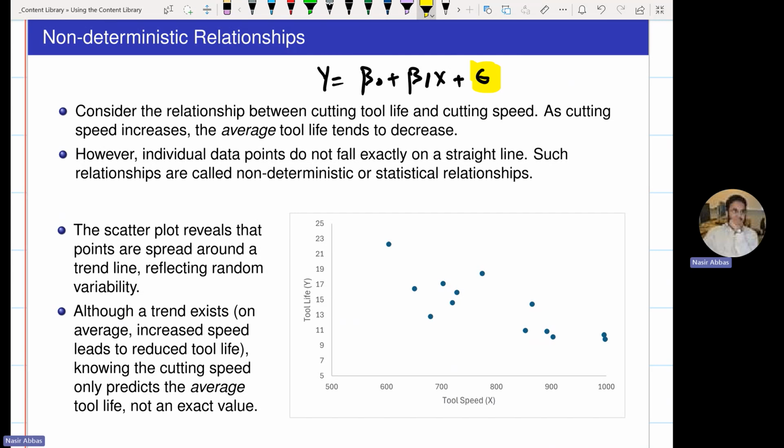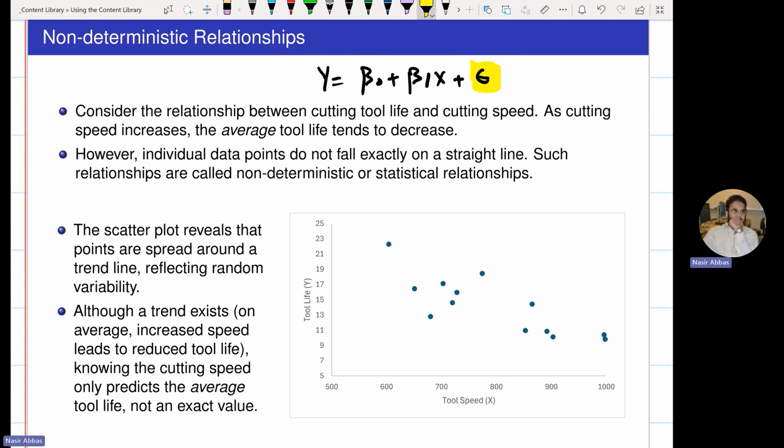You consider the relationship between the tool life and the tool speed. As the cutting speed increases, the tool life tends to decrease. However, the individual points do not fall exactly onto the line. These kinds of relationships are called statistical relationships. The scatter plot is telling you that the points are spread around a line. You can pass a line through them, but there is random variation around the line. Although the general trend is there, knowing the cutting speed will not allow you to give the exact value of the life. You can only predict the value of life.